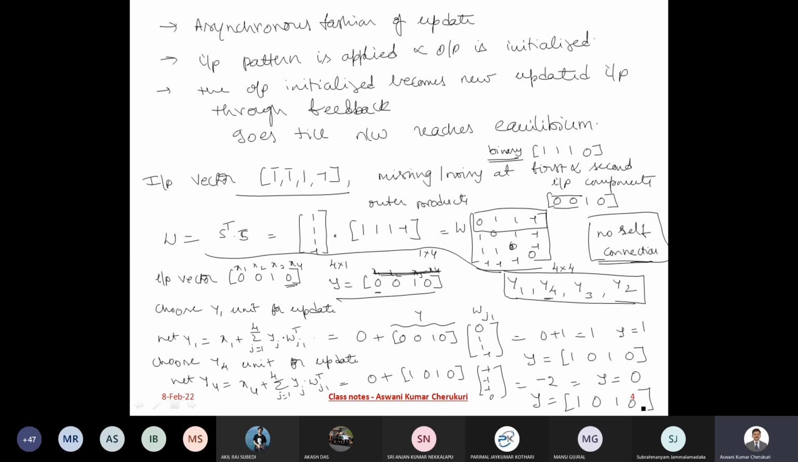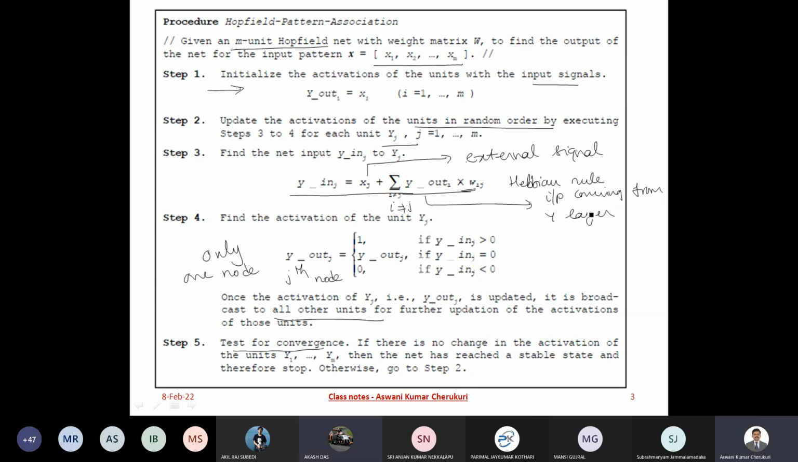Are you able to follow? Any doubts? Sir, where is the activation function written, using which we are calculating the outputs? In the algorithm, you notice? Okay, sir, got it. And sir, how did we come up with that order, Y1, Y4? It's a random order.